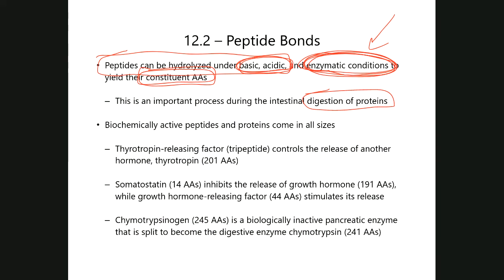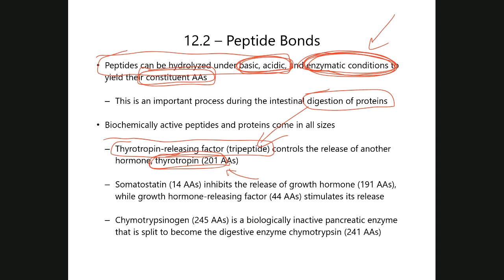So it turns out that when you look in biochemical systems, proteins and peptides come in all kinds of shapes and sizes. You can have things that are very small that are biologically active. So for example, thyrotropin releasing factor, which is coming from the hypothalamus to sort of promote the release of a thyroid hormone from the pituitary, is a tripeptide. There's only three amino acids. But then that controls the release of thyrotropin, another hormone that happens to be the one that ultimately goes to the pituitary to induce production of thyroid hormone itself.